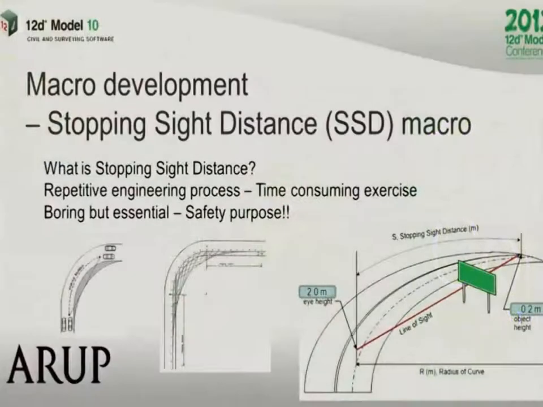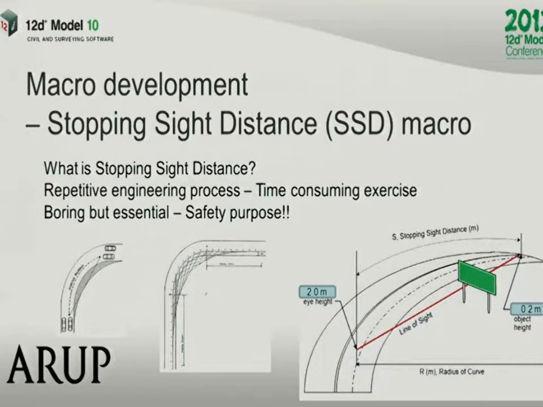Quickly moving on to the stopping sight distance macro. I'm not going to bore you with stopping sight distance. This is a fundamental and very essential checking process that any highway designer has to go through. It is a repetitive engineering process, very time consuming as well. After you've done a few rounds of the stopping sight distance check, I must confess it's quite boring, but it's essential purely for safety purposes.